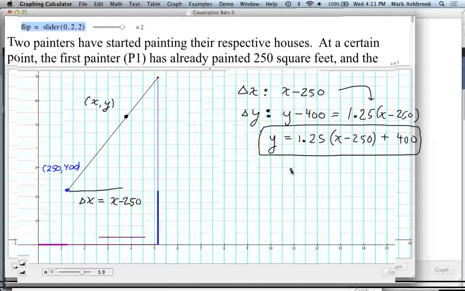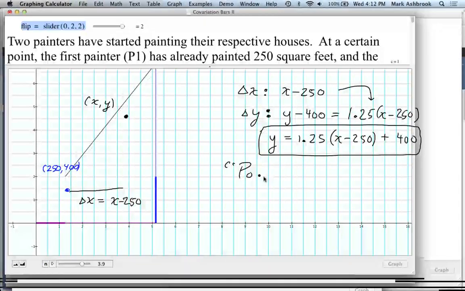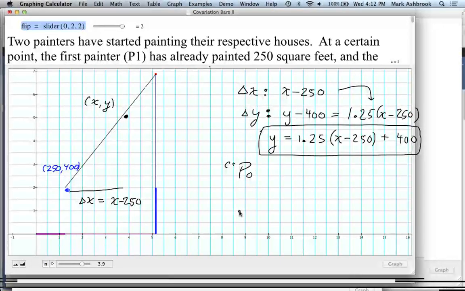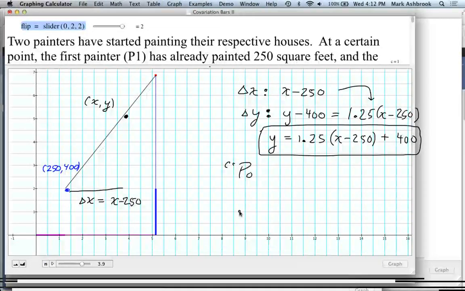So we found that equation of that line using the idea of constant rate of change, that the amount painted by painter 2, the additional amount painted by painter 2, delta y, is always 1.25 times the additional amount painted by painter 1. So it was all right there. So that change in y, y minus 400, is the same as 1.25 times the change in x. Okay, so we call this point slope form.